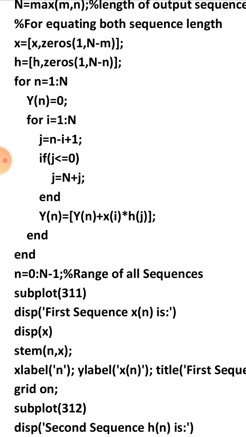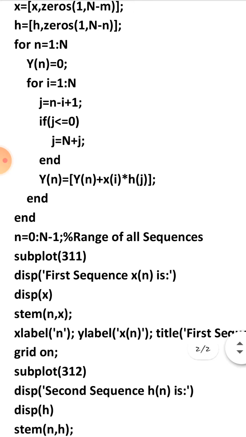So now we are doing the circular shift and then ending that, and then the output y of n is equal to y of n plus x of i multiplied by h of j. So now we are doing the circular convolution. Again we are giving end.